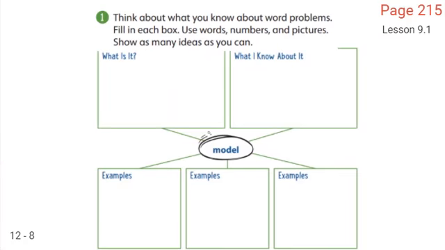Okay, on page 215, this is where it says, think about what you know about word problems. Fill in each box. Use words, numbers, and pictures. Show as many ideas as you can. It says, what is a model? So draw a model here. What I know about it. What do you know? Could you be using a number line? Could you be using a number bond? And then show examples of what that model is going to be.